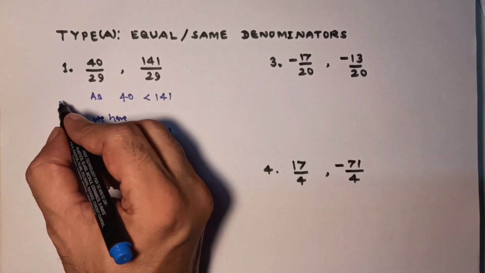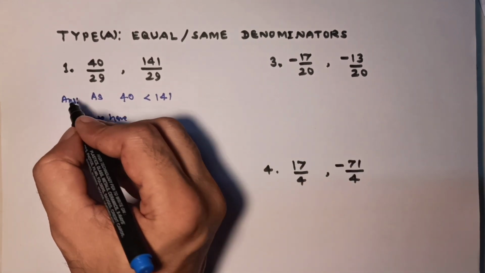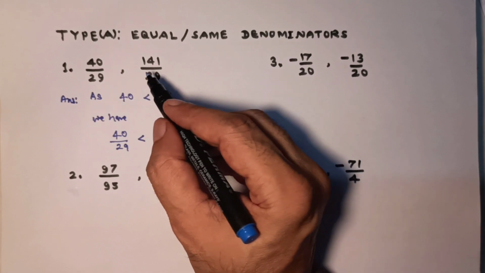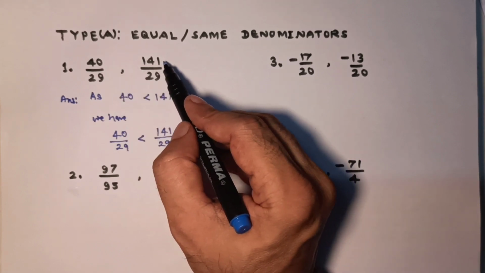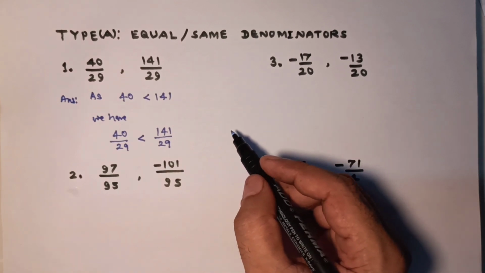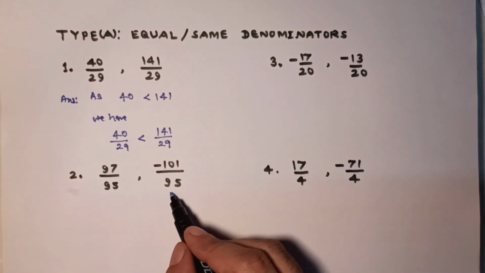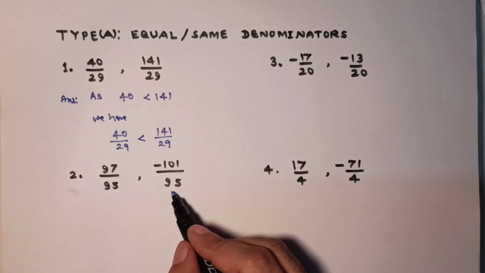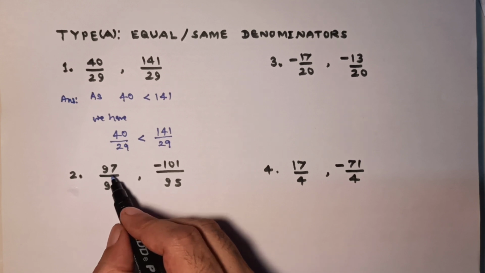This is your answer. So simply you have to compare the numerators when you have denominators equal or the same. In the same way, go to the second question. Here the denominators are the same, that is 95. Here also 95, here also 95. So you are going to compare the numerators.